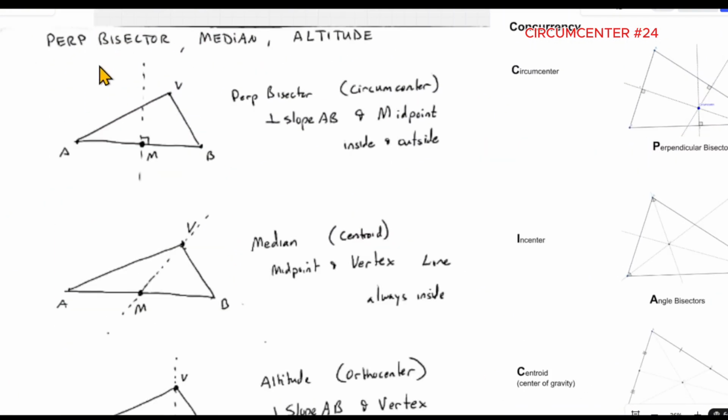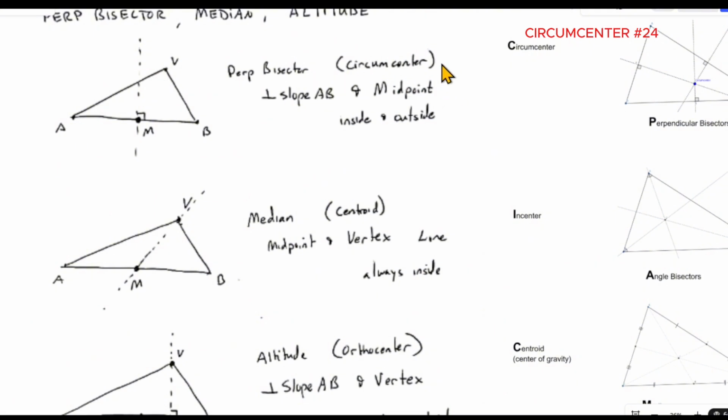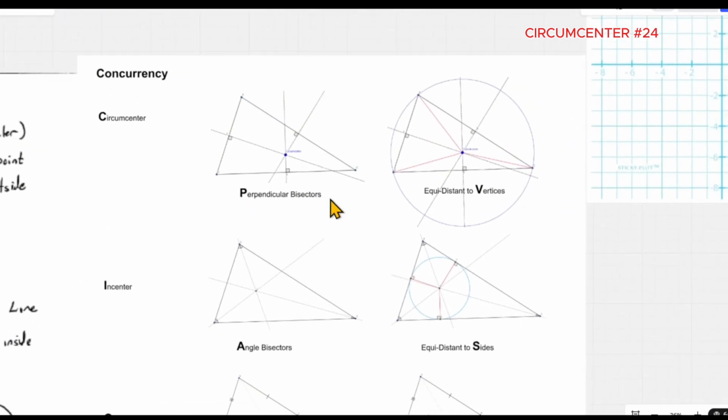But here's just a visual definition of what a perpendicular bisector is. It goes through the midpoint and it's perpendicular to the base. And this is how you generate circumcenters. If you find two perpendicular bisectors, they intersect at the circumcenter.